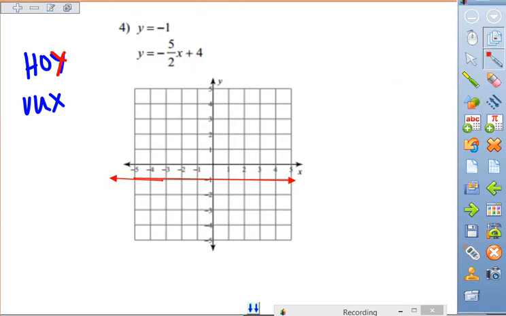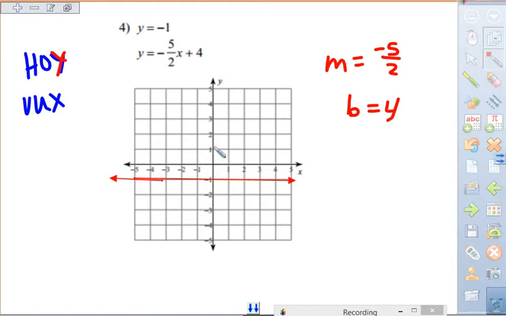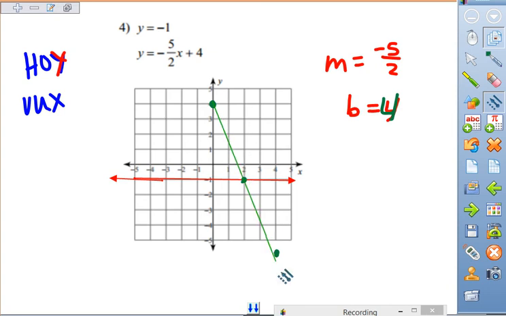The second line has an m of negative 5/2 and a b value of 4. Again, we're trying to find the intersection. So I'm going to graph my intercept, and down 5, forward 2. And my next coordinate would be off the graph. So it looks like my intersection point can be located at positive 2, negative 1.